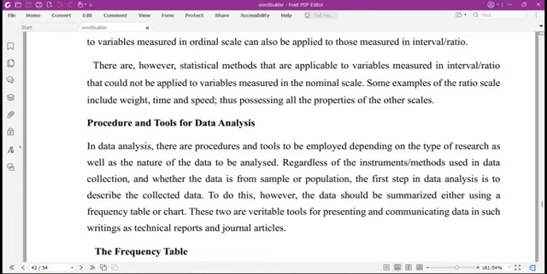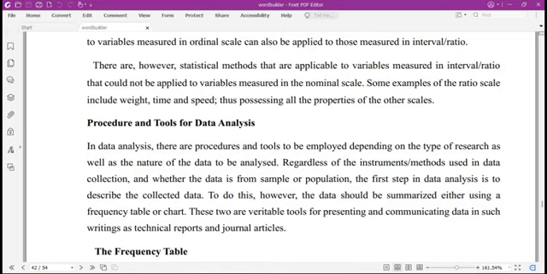Procedure and tools. In data analysis, there are procedures and tools to be employed depending on the type of research as well as the nature of the data to be analyzed. Regardless of the instruments or methods used in data collection and whether the data is from a sample or population, the first step in data analysis is to describe the collected data. After collecting your data, you need to do a proper description of that data you collected.